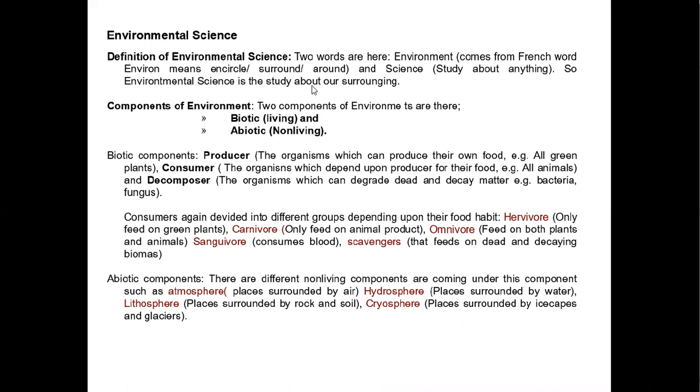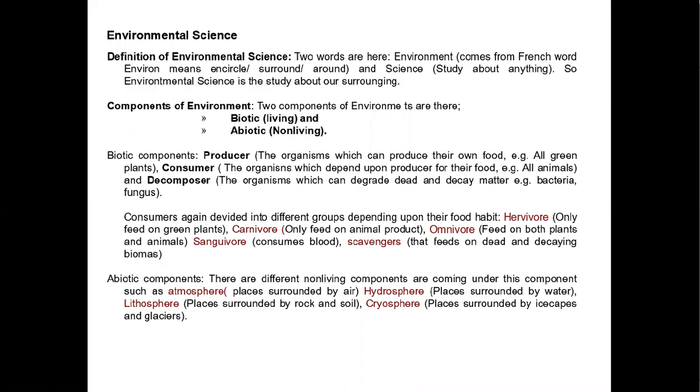Now we go for components of environment. There are two components of environment. One is the biotic component, which is the living component. Another one is the abiotic component, which is the non-living component. What are these biotic components? Biotic components are all producers, consumers, and decomposers.